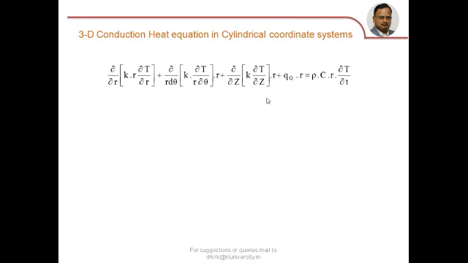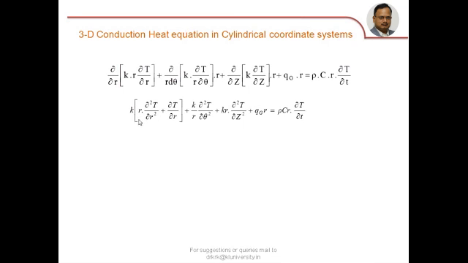You can cancel that and you will get ultimately ∂/∂r of k r ∂T by ∂r plus ∂/r∂θ of k ∂T by r∂θ into r, plus ∂/∂z of k ∂T by ∂z into r, plus Qz into r, equal to rho c r ∂T by ∂t.